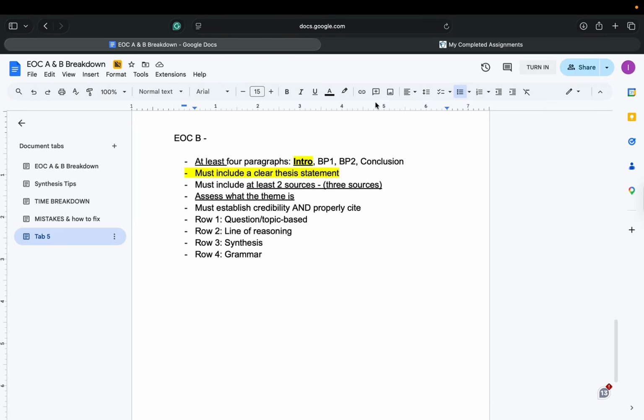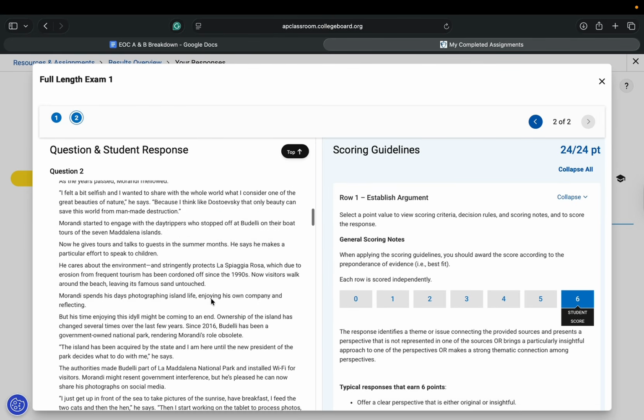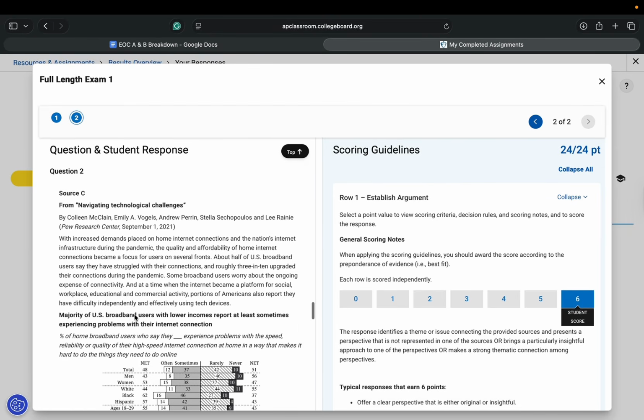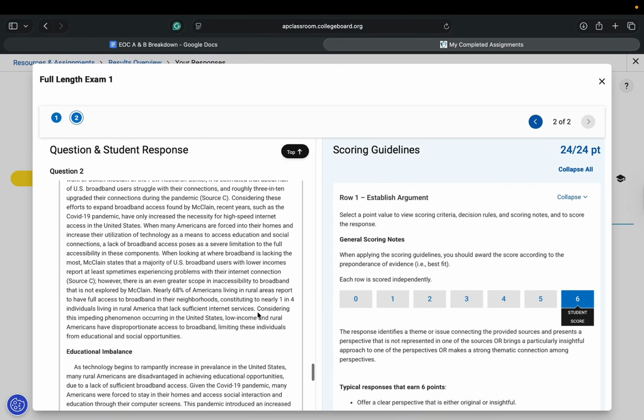I'll show you a quick example of a thesis statement that I wrote. For the first full-length exam, I believe the theme was isolation and connection. One of the sources in the packet talks a lot about broadband, which basically just means Wi-Fi. My thesis statement was that people living in rural areas and low-income individuals do not have equal access to broadband, aka Wi-Fi, and this limits them from having educational and social opportunities. Bam. This sentence shows my reader what I'll focus on in my essay, and it lines up the main points of my essay.